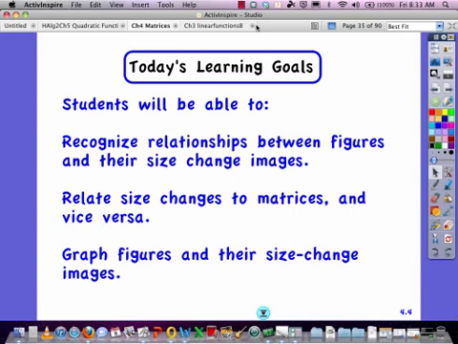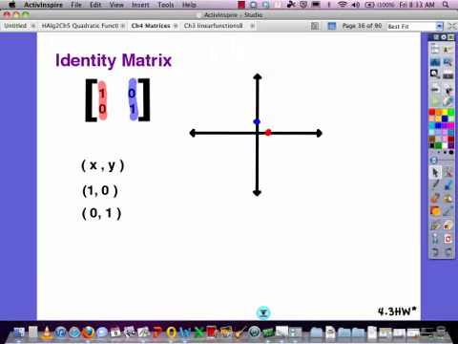But before we start with the actual size change, let's review something from 4.3 that was in the homework. The identity matrix is going to be huge. The identity matrix was a 2x2 matrix. It was the ordered pairs 1, 0, and 0, 1.